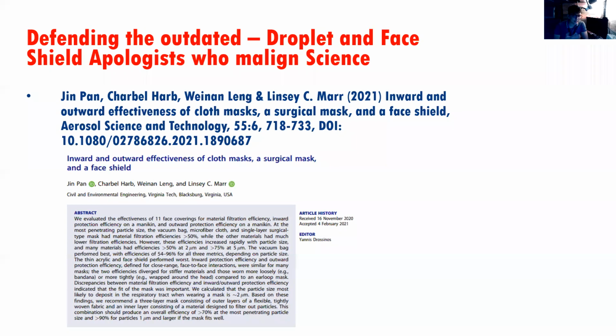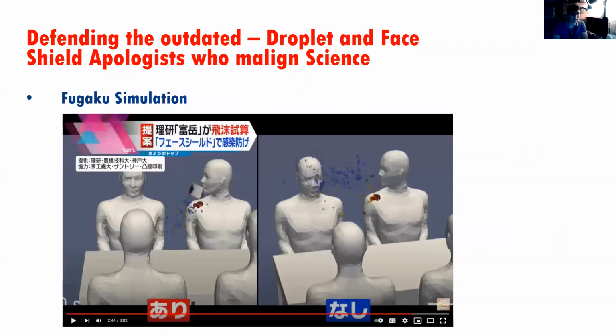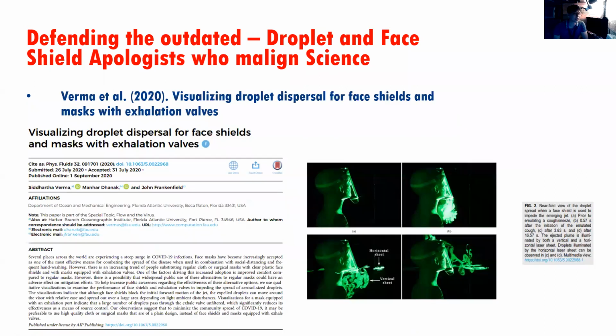These were the actual experiments being done for frontal emissions. What Pan and her colleagues have determined is that face shields offer little to no protection. It's a poor source control and also poor protection against aerosol droplets. And Fugaku, the supercomputer at Fukuoka University, also evaluated that face shields are poor source control. It's just stopping the momentum, but it's not actually stopping the introduction of airborne particles into the air.